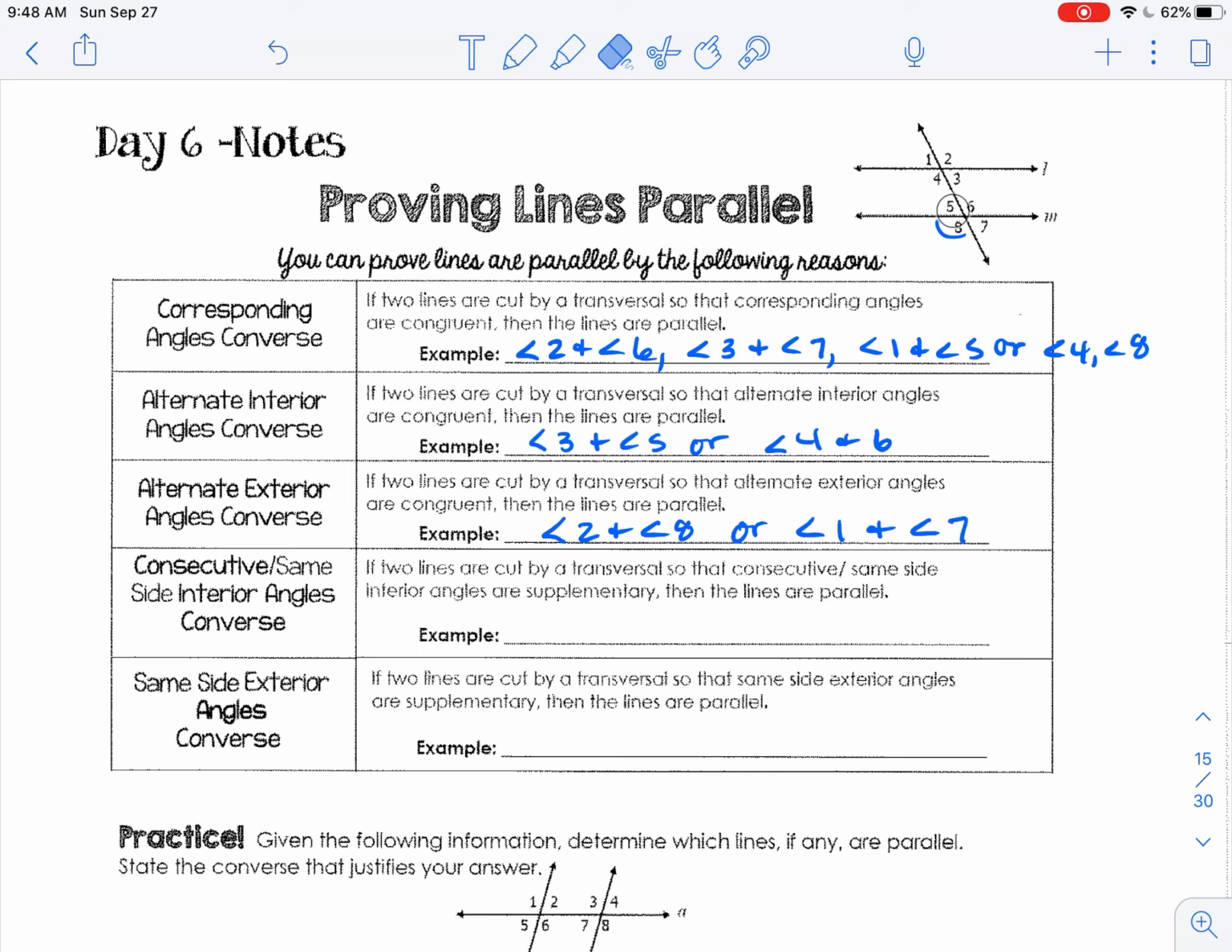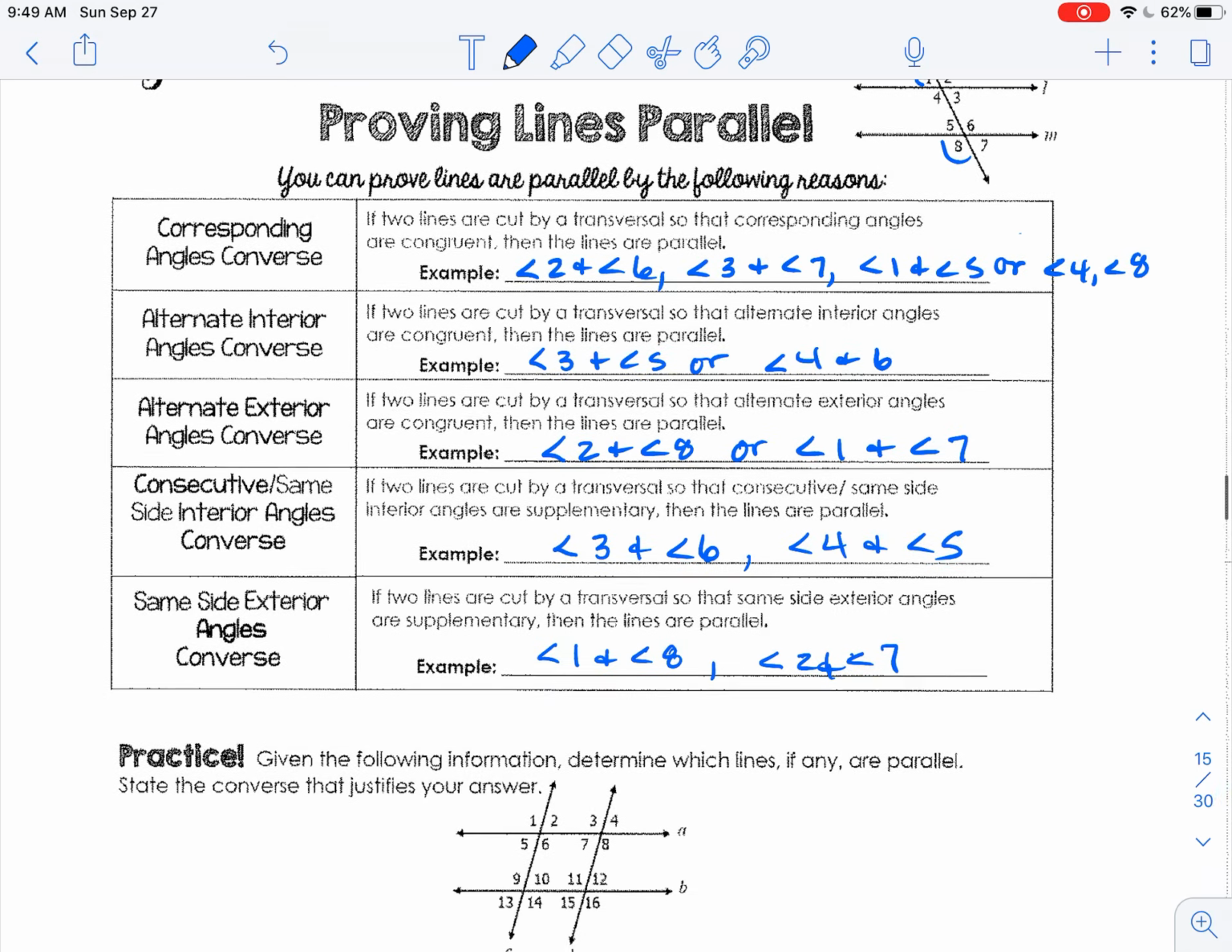In the consecutive same side interior angles converse, I would need consecutive interior angles such as 3 and 6. If I could show that those are supplementary, then I could prove that these lines are parallel. I could also use angles 4 and 5. And the same side exterior angles, okay, so let's take a look. How about 1 and 8? If I can show that those are supplementary, then I can prove the lines are parallel. Or I could also use angles 2 and angle 7.